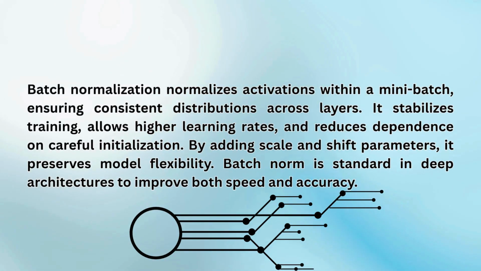Ensuring consistent distributions across layers. It stabilizes training, allows higher learning rates, and reduces dependence on careful initialization. By adding scale and shift parameters, it preserves model flexibility. Batch norm is standard in deep architectures to improve both speed and accuracy.